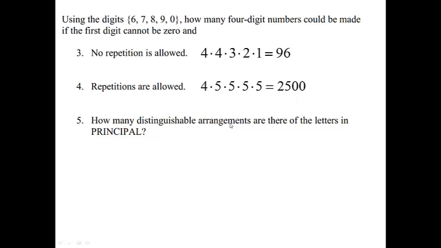How many distinguishable arrangements are there of letters in principle? So we have, let's see, 9 letters, and we've got a pair of I's and a pair of P's. So that will give you 90,720.